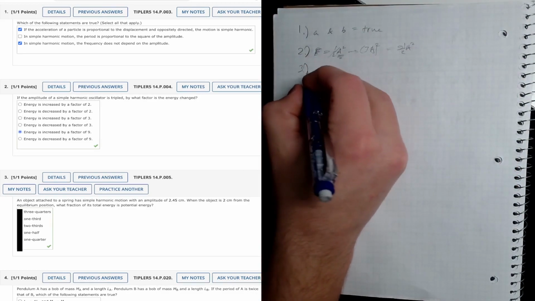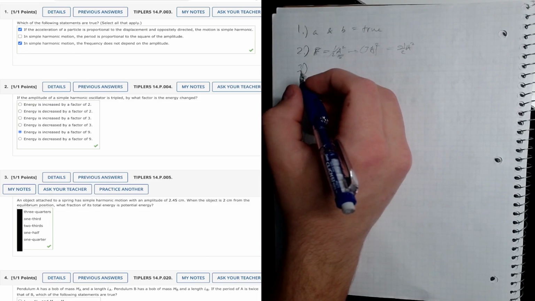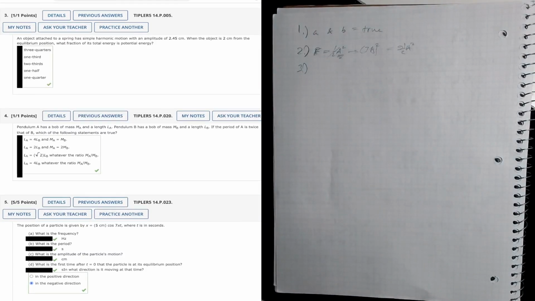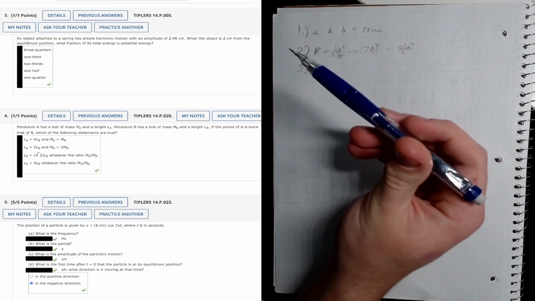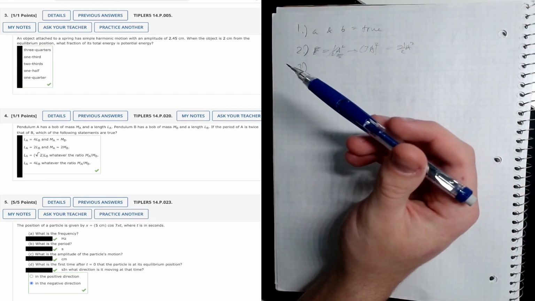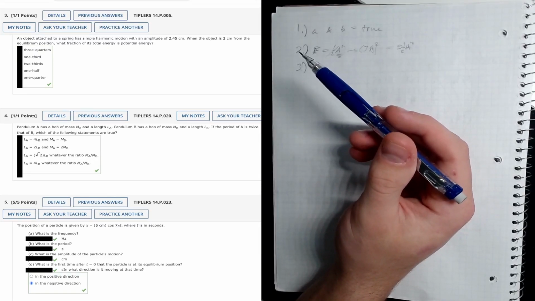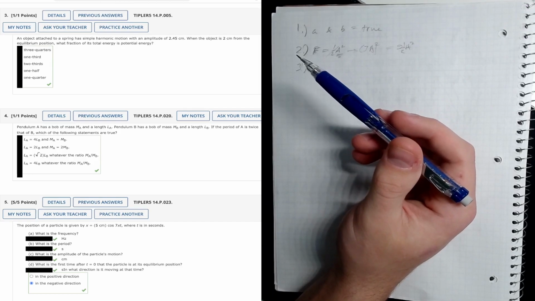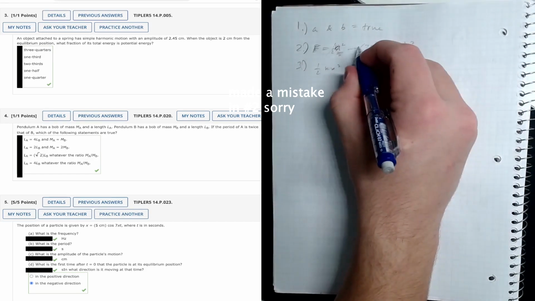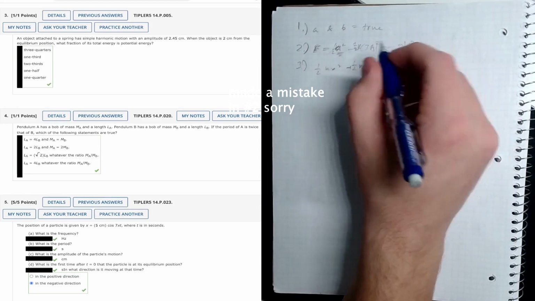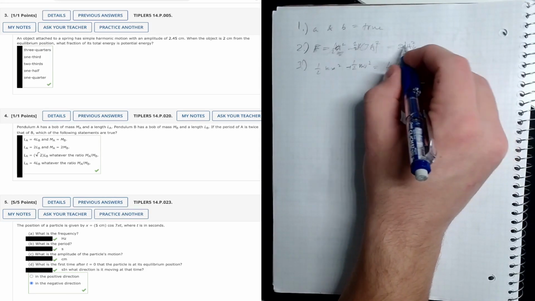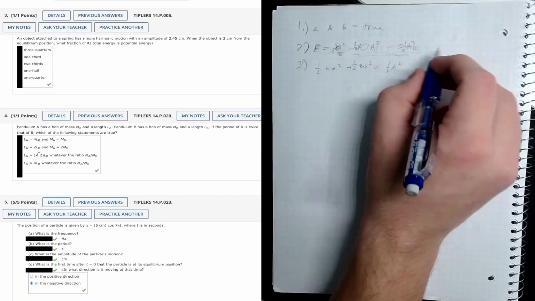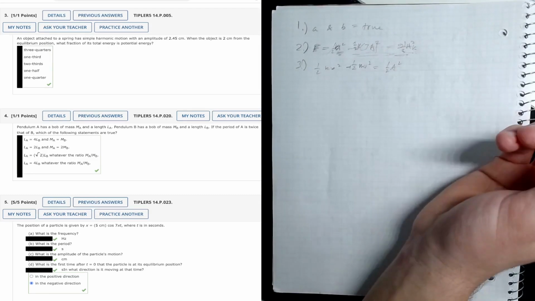Now, question number 3. An object attached to a spring has simple harmonic motion with amplitude 2.45 centimeters. When the object is 2 centimeters from the equilibrium position, what fraction of its total energy is potential energy? So, regardless of that, it's just going to increase by a factor of 9, no matter what the other values are, because you're going to multiply by that.